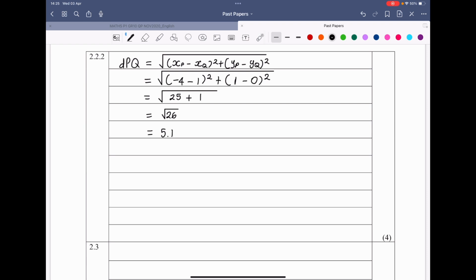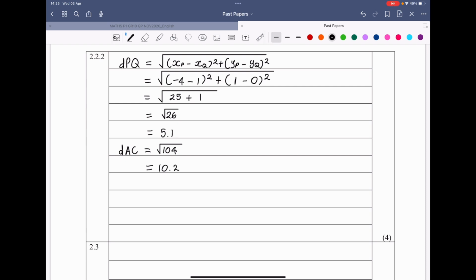Okay, and I can simplify that to 5.1. And then I'm going to find the distance of AC. So using the same formula, except that here I'm going to have the x coordinate of A and the y coordinate of A. And then here I'm going to have the x coordinate of C and the y coordinate of C. I'm going to end up with the square root of 104. And that is equal to 10.2.